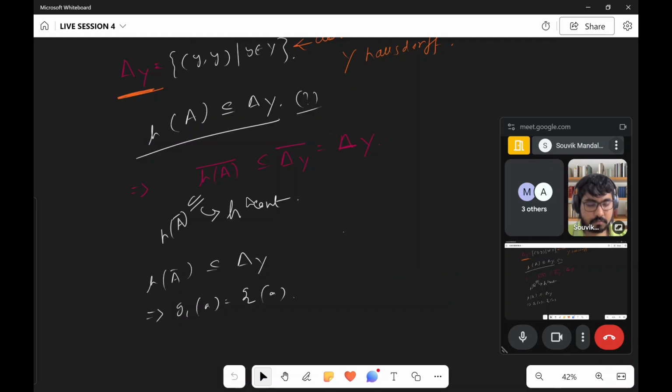Okay, so what you were writing here, g1 of a is equal to... Okay, sorry for the bad handwriting. So here I am writing g1 of little a is equal to g2 of little a, and this is coming from this line: h of the closure of a is a subset of delta y, that implies g1 of a is equal to g2 of a.